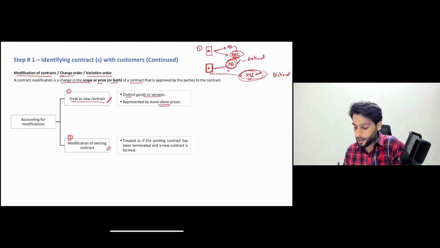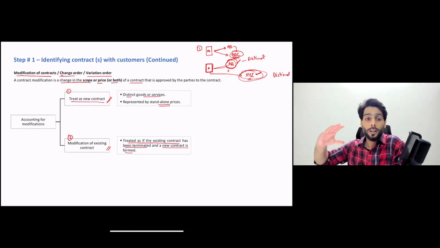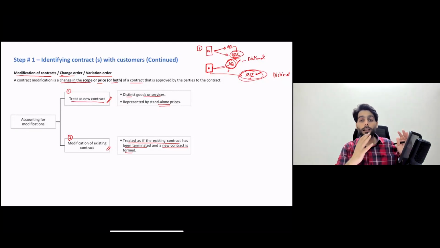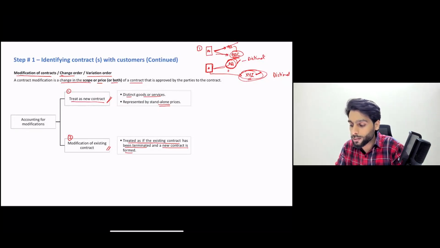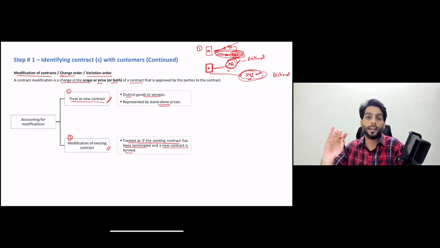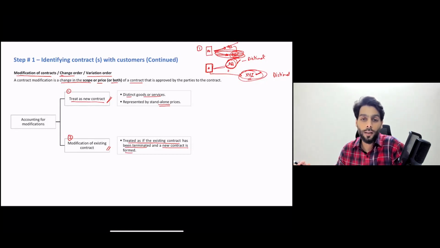And how that works is that you treat it as if the existing contract has been terminated and a new contract is formed. You will assume that the AB contract is gone and a new contract of ABC is formed. You will treat it as if since day one it was the ABC product being offered. Okay, so modification of contracts requires some certain actions that we are going to discuss. All right.